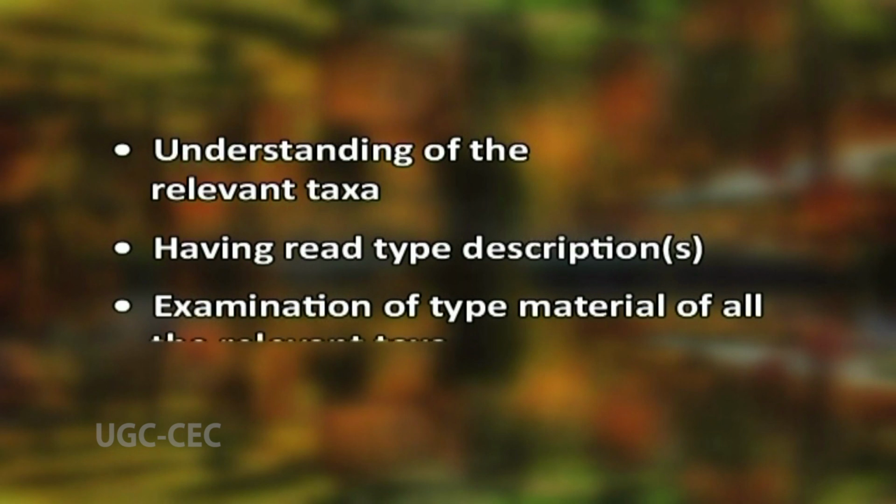Now, we come to type method. When identifying material, a taxonomist attempts to apply a taxon name to a specimen or a group of specimens based on number 1, his or her understanding of the relevant taxa, number 2, having read the type descriptions, and examination of all the type materials of that relevant taxa. If there is more than one named type specimen that all appear to be the same taxon, then the oldest name takes precedence and is considered to be the correct name for the material in hand.